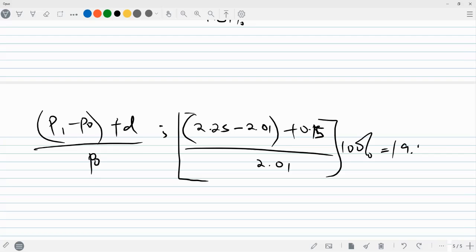You get 19.4%. And they're saying in the answer that it is 26%. Of course, therefore, that's also wrong. So we remain with D, but anyway, let's go through C.